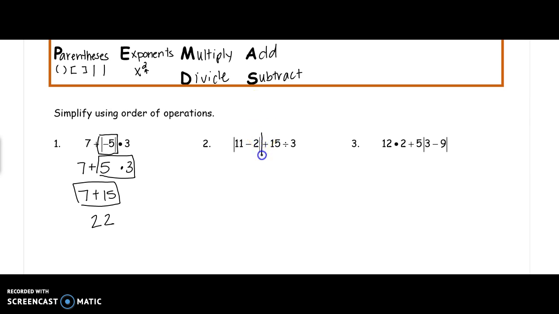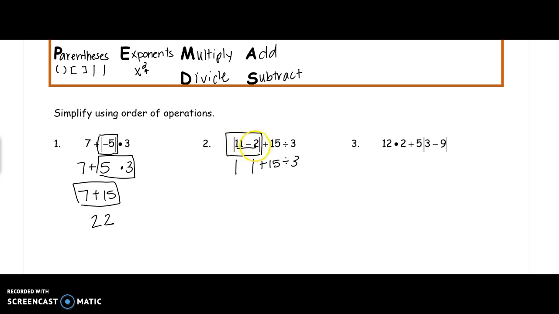Take a look at problem number 2. Here we now have an operation inside of the absolute value bars. So we have 11 minus 2. Anything that's not boxed or whatever we're simplifying, some people underline or highlight, we're going to bring down because we haven't touched that plus 15 divided by 3 yet. All we're doing is simplifying what's inside of the absolute value bars. It does not mean that we have taken the absolute value. So those bars continue to stay, and then you just simplify what's on the inside.